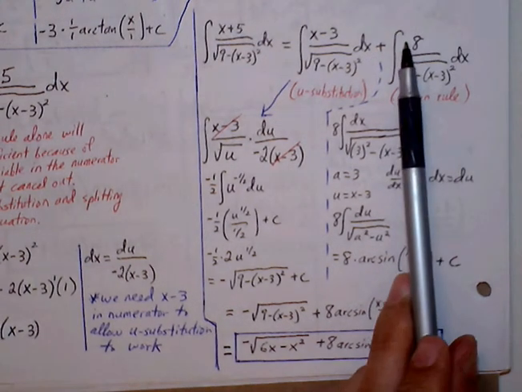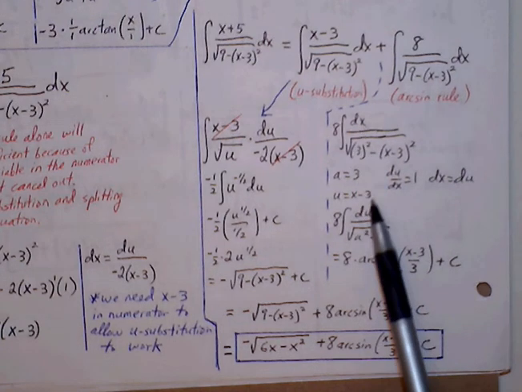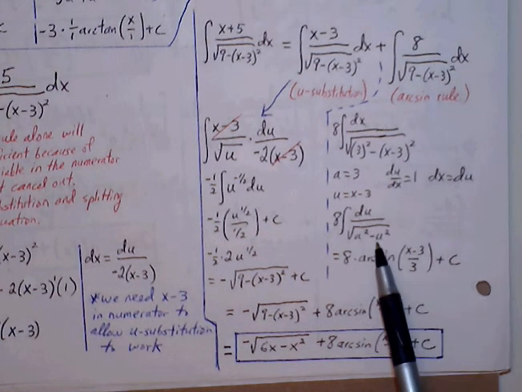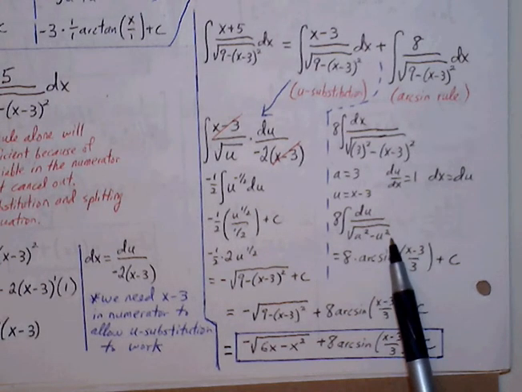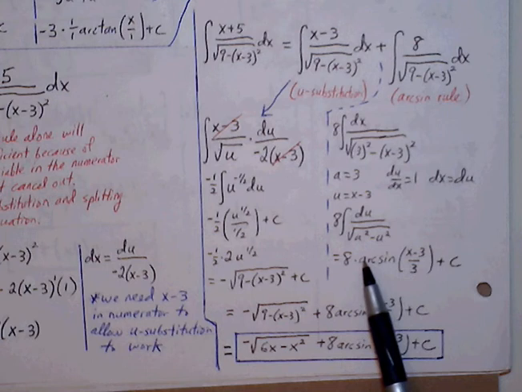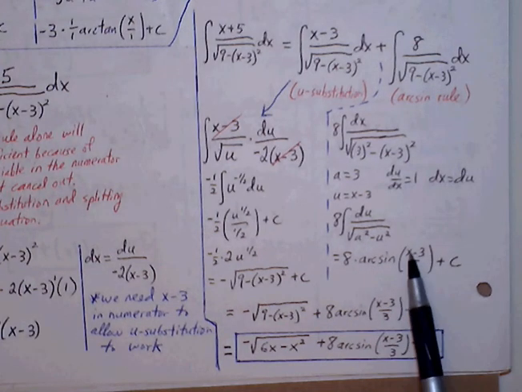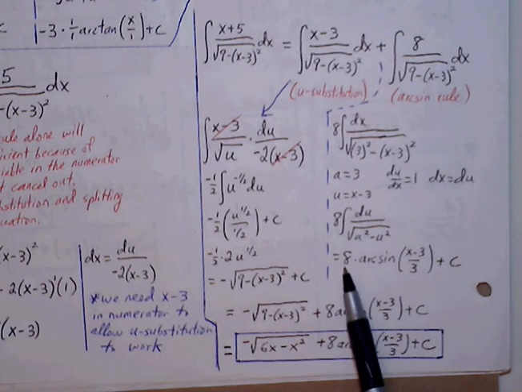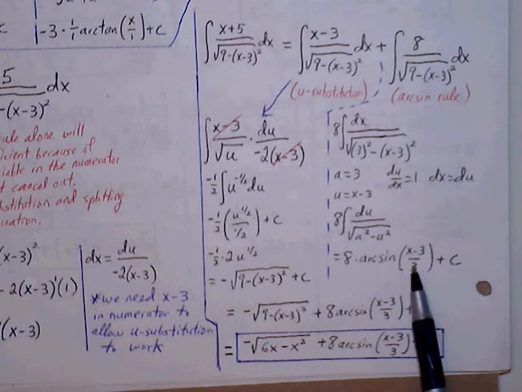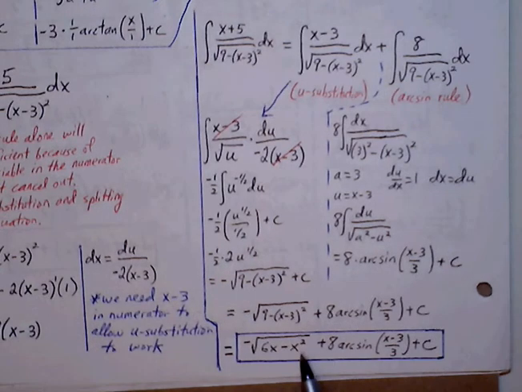Go ahead and pull that 8 out in front. Dx gets replaced with du. And we have our a squared and our u squared in place. This matches up nicely with our arc-sine rule. The arc-sine rule is, the integral is arc-sine of u over a plus c. And the 8 is a coefficient, so we need to have that in front. And then we have the second portion, we have our first portion, so we combine all that with the plus c, and that is our solution.